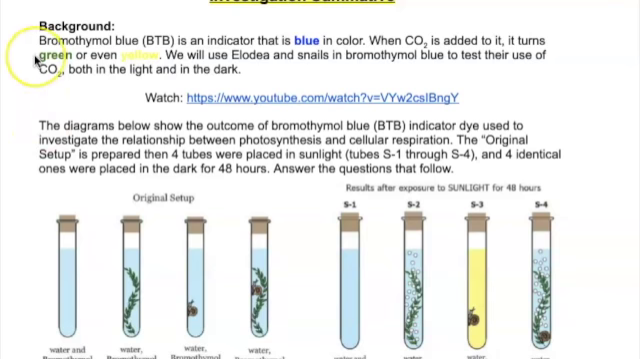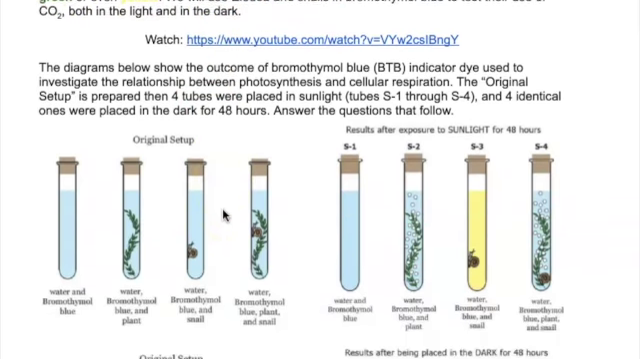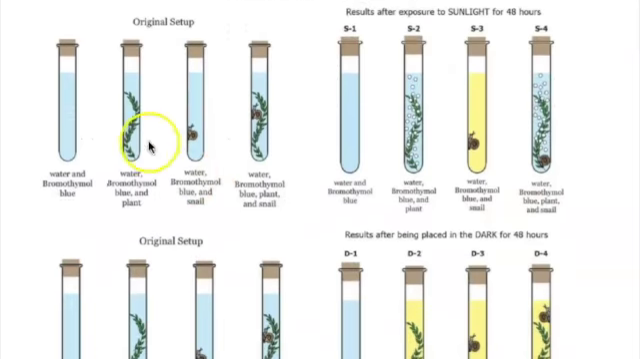So just like with our indicators in our food lab, bromothymol blue is going to show us the presence of something. Bromothymol blue is actually going to show us that carbon dioxide, or CO2, is present. So we have bromothymol blue starting off with a blue color. And as we can see in our test tubes down here, the majority of them are blue. We actually have our original setups for two experiments here.